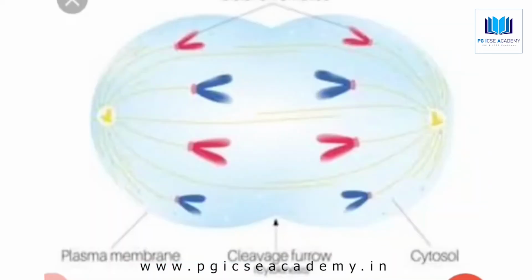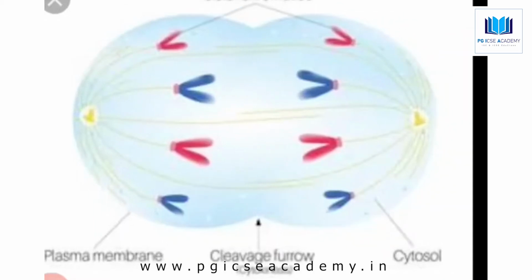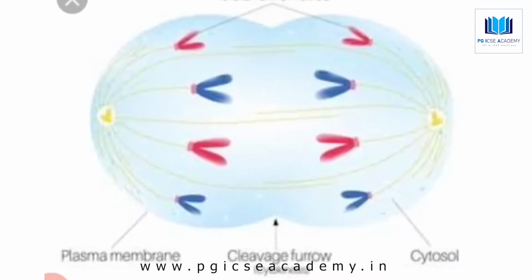The third phase of mitosis is anaphase. In anaphase, the centromere attaching the two chromatids divides and the two sister chromatids of each chromosome separate and are drawn apart towards opposite poles. The drawing action is performed by the contraction of spindle fibers. Now, let us understand this by the figure.